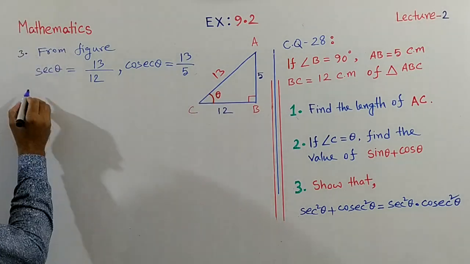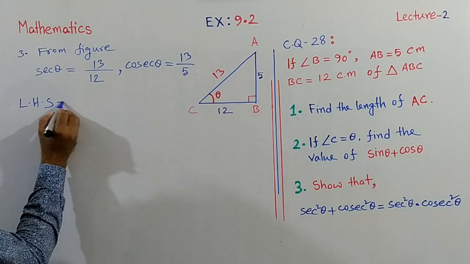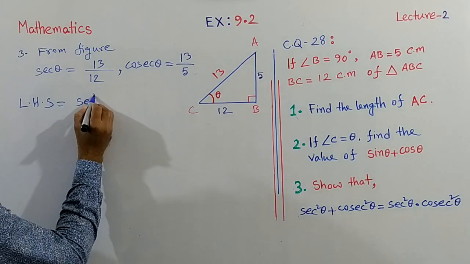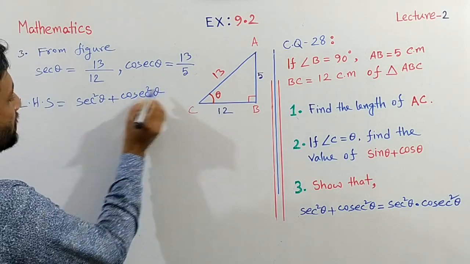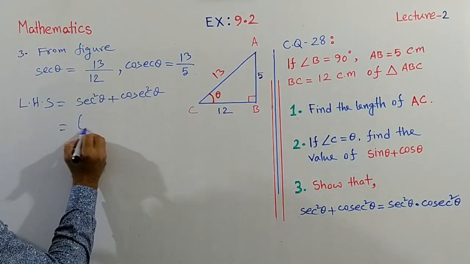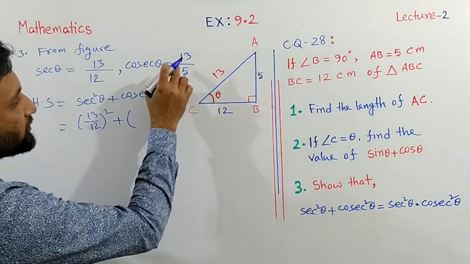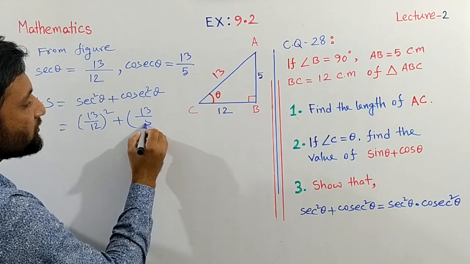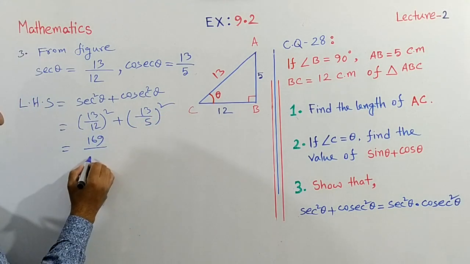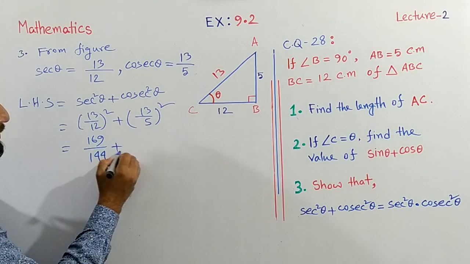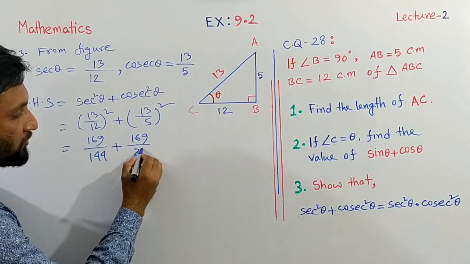Okay, now left hand side. Left hand side is sec square theta plus cosec square theta. The sec square theta value is 13 by 12 squared, plus cosec square, 13 by 5 squared. Now 13 square is 169, 12 square is 144, plus 13 square 169, 5 square 25.